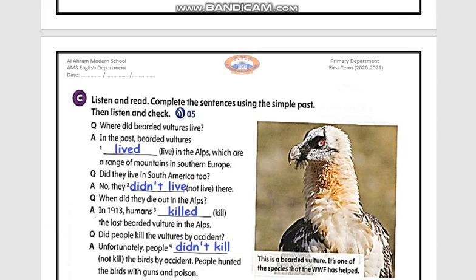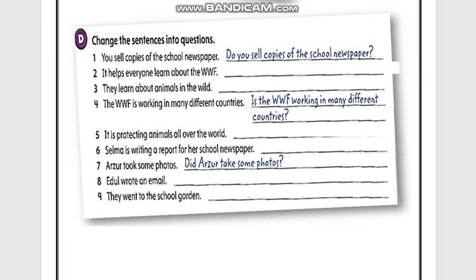Now let's move to the next exercise. Change the sentences into questions. In this exercise, we are going to form questions using the same tense. Number 1 is already answered for us. You sell copies of the school newspaper. So when we form a question, we say, do you sell copies of the school newspaper? Number 2, it helps everyone learn about the WWF. So we ask a question by saying, does it help everyone learn about the WWF?